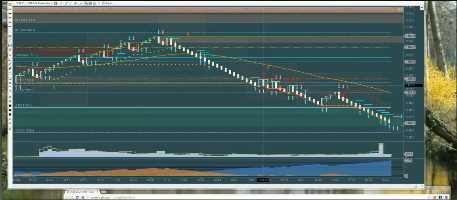You wait for the setup. You don't ever do what you think it's going to do. You wait until the setup gives you an entry. And I mean, this is just so easy.